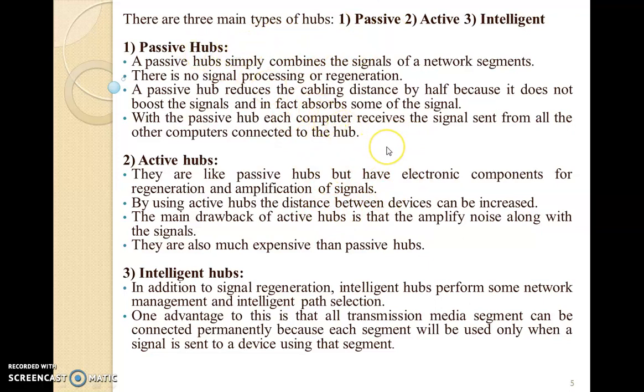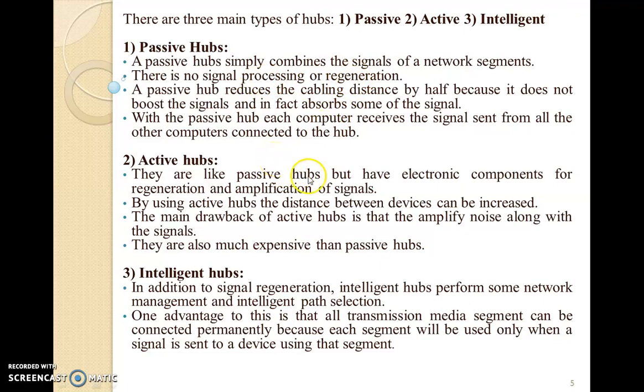So what is a passive hub? It simply combines the signals of a network segment, and there is no signal processing, and that is why it never generates a signal and never processes a signal, and that is why it is termed a passive hub. Next one is the active hub. As compared to passive, active hubs are more intelligent and more active, because they always perform the task of signal processing and regeneration, and that is why it is termed an active hub.